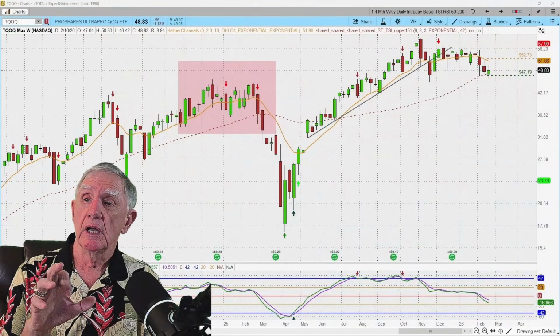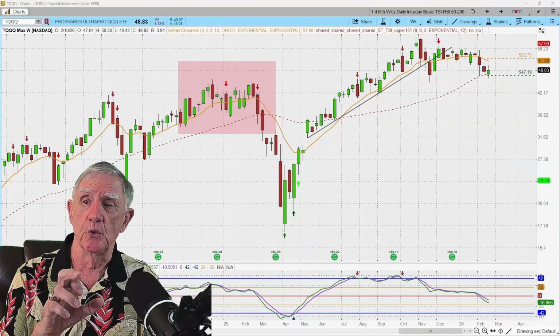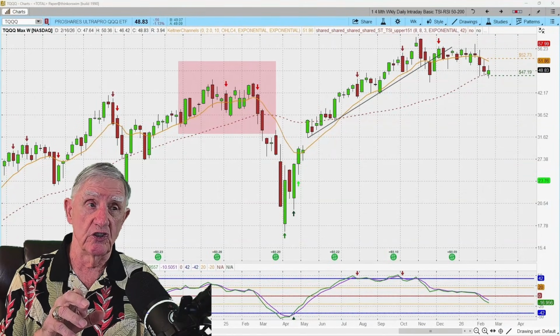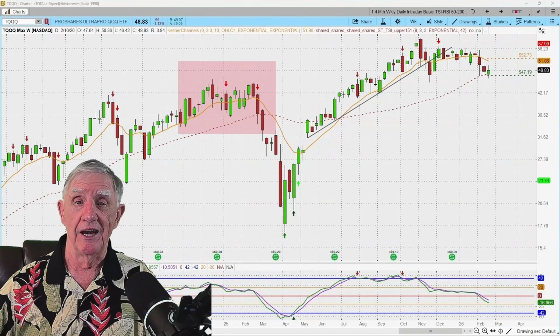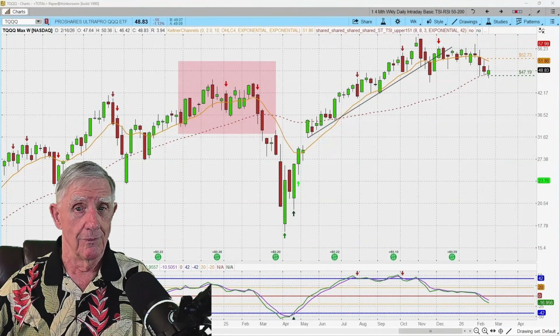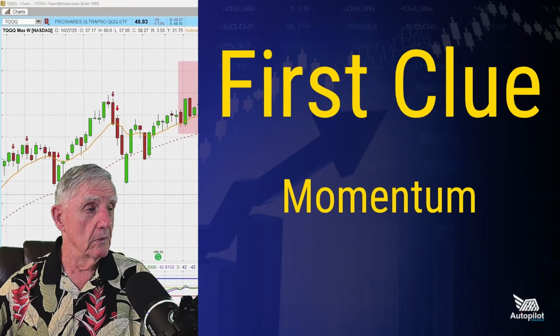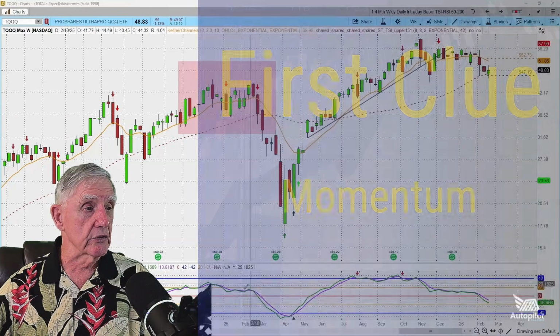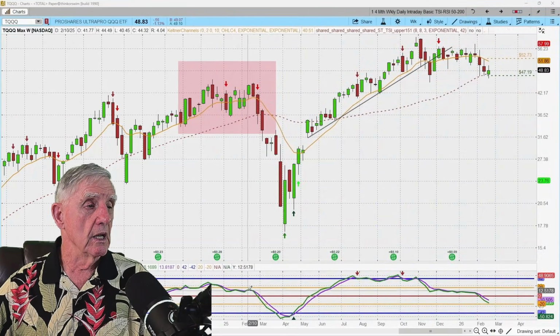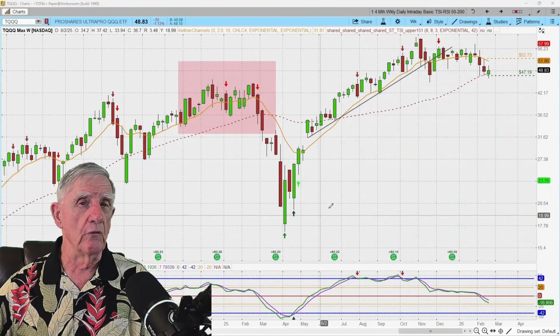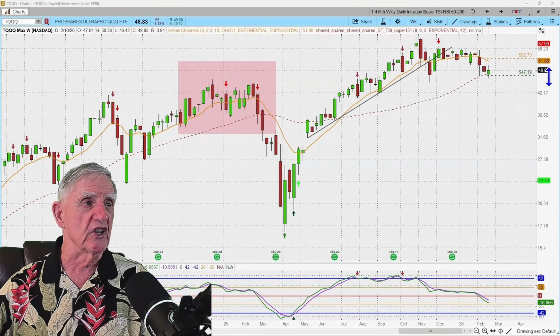Have you ever given back gains because you thought prices would actually push higher and it turned out to be a top? Starting with our first clue, it's momentum. Basically, our TSI, True Strength Index, that we use down here is already starting to turn over, but there are some other important things you want to notice.